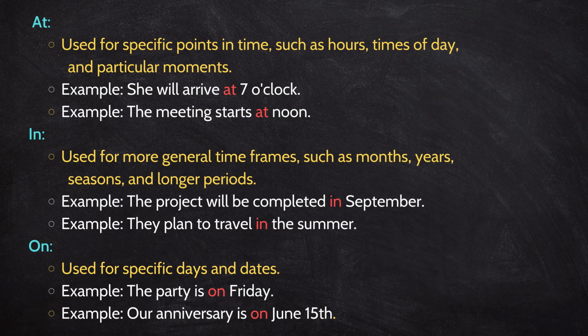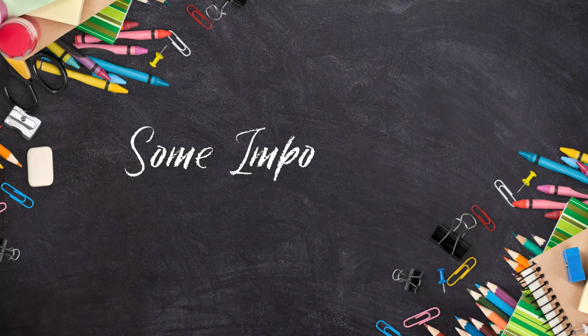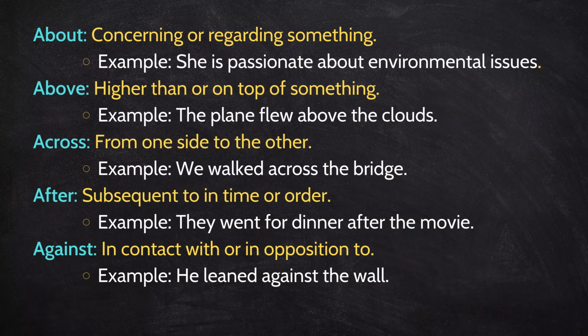In is used for general time frames such as months, years, seasons, and longer periods. In is used for the longer time period, and it is used generally for the months, years, seasons, etc. Example, the project will be completed in September. So, in is used to show the generalization of the month September. We have not been given which day, because if we had to see which preposition would be used for a day, it would be on.